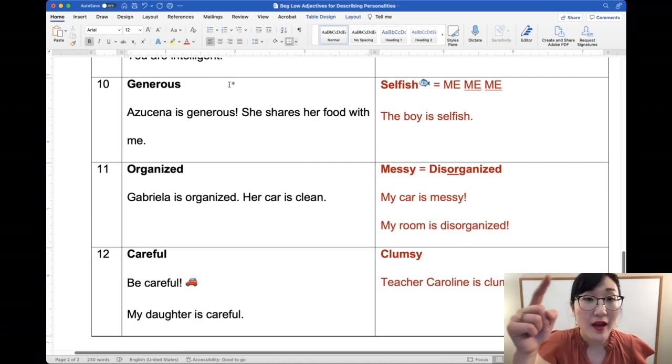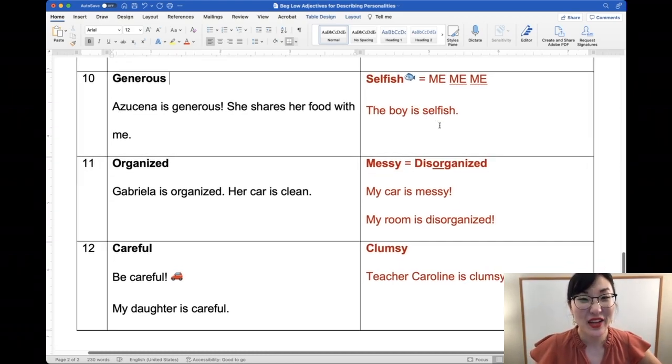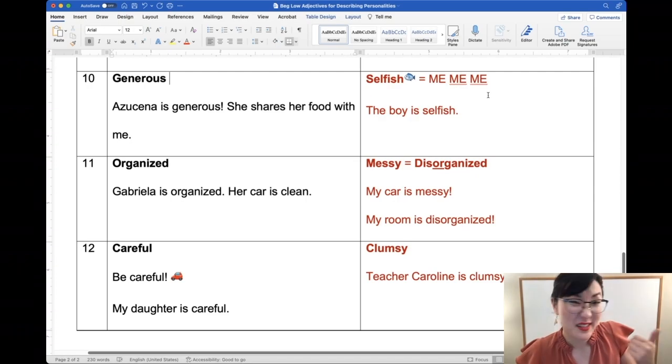Generous. Azucena is generous. She shares her food with me. The opposite, selfish. Me, me, me. The boy is selfish.